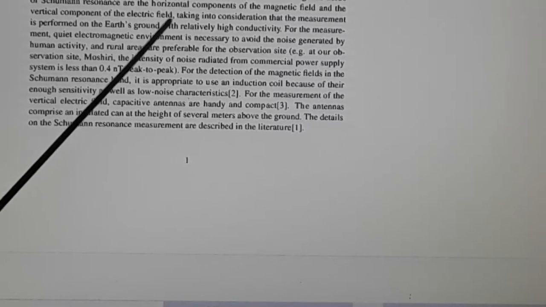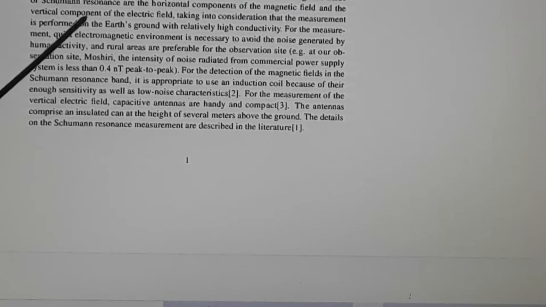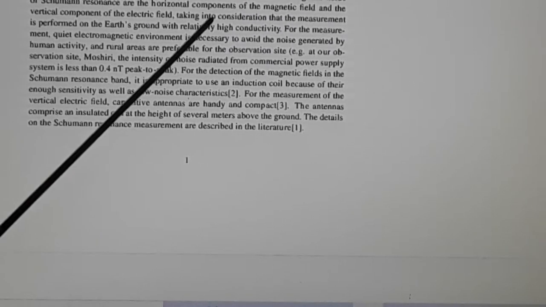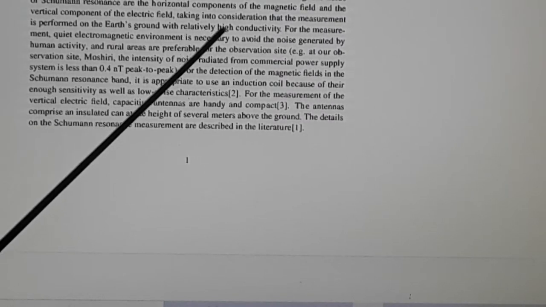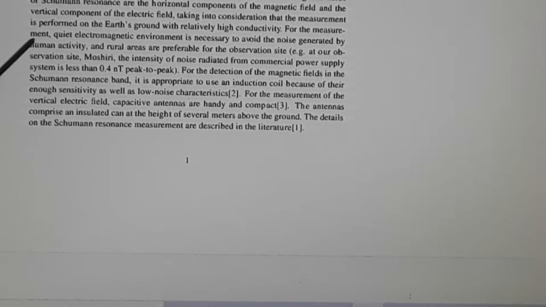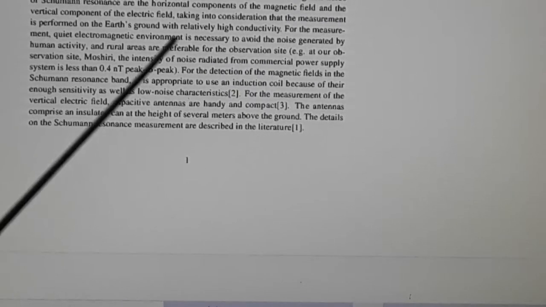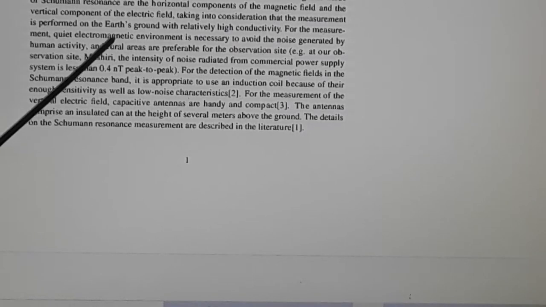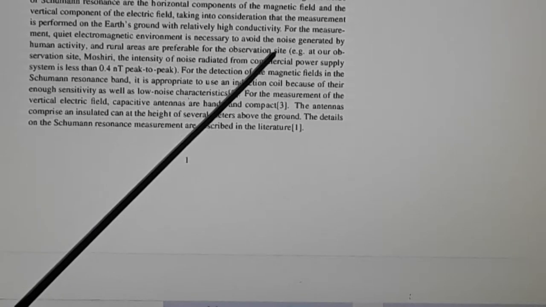Alright, so it says, the important components of electromagnetic fields of Schumann resonance are the horizontal components of the magnetic field and the vertical components of the electric field, taking into consideration that the measurement is performed on the Earth's ground with relatively high conductivity. For the measurement, a quiet electromagnetic environment is necessary to avoid the noise generated by human activity, and rural areas are preferable for the observation site.